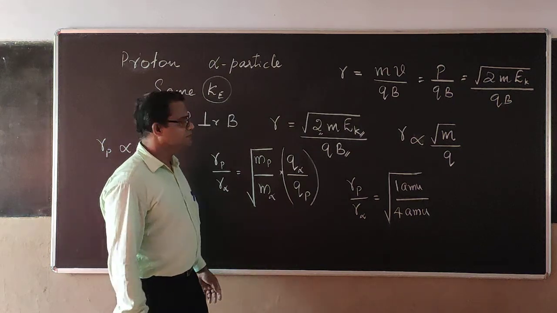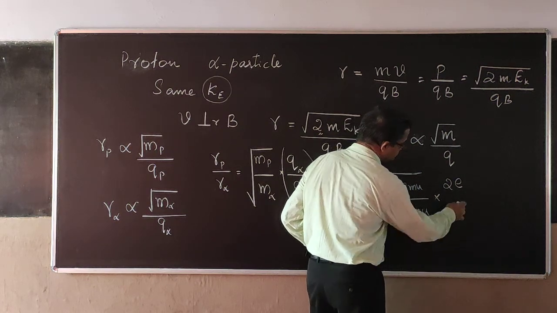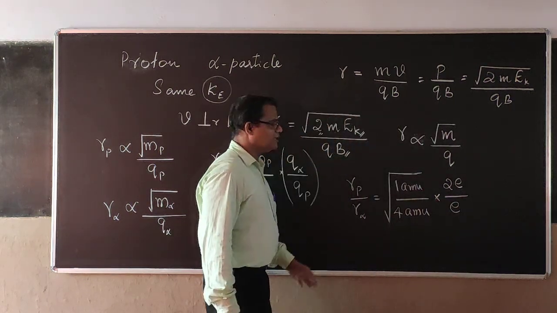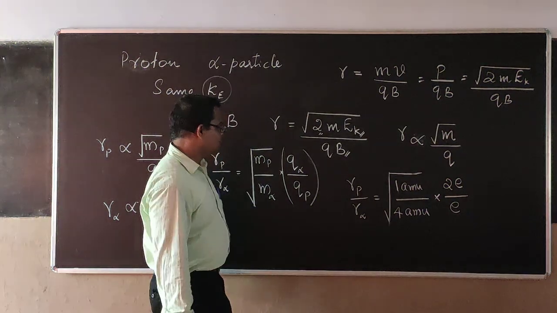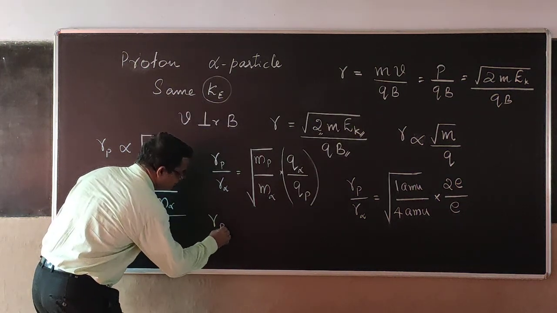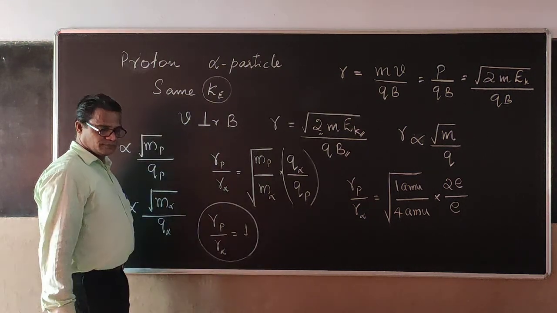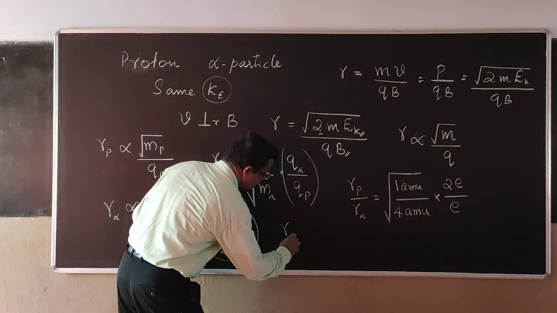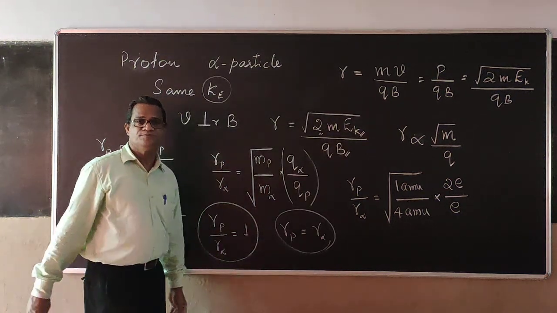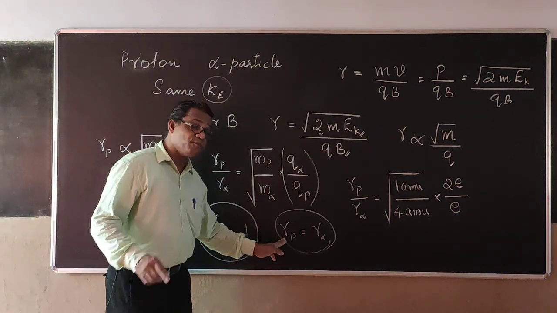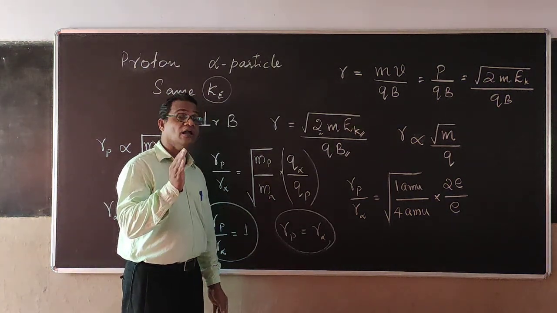You know that? Into the charge of alpha, 2 times the electronic charge, and charge of proton, 1 times e. And finally what you are getting is Rp by R alpha equal to 1. That means the radius of the proton path will be equal to the radius of the path of the alpha particle.